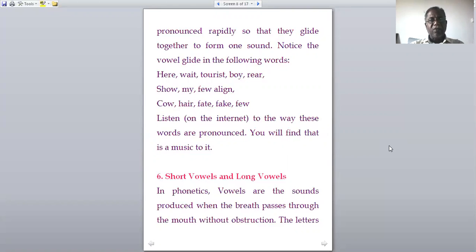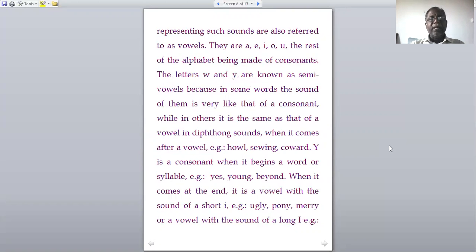So in phonetics, vowels are the sounds produced when the breath passes through the mouth without obstruction. The letters representing such sounds are also referred to as vowels. They are A, E, I, O, U, the rest of the alphabet being made of consonants.